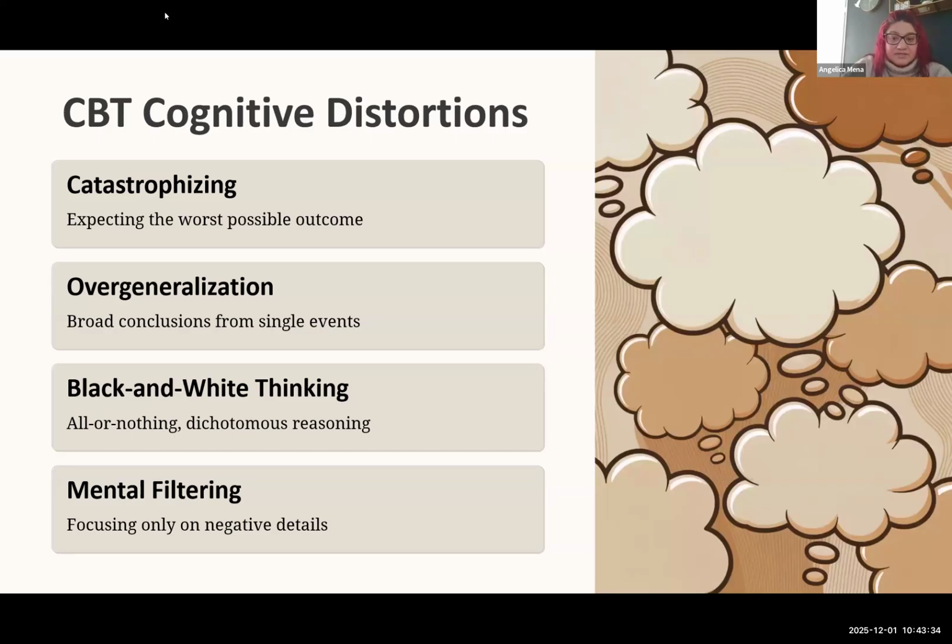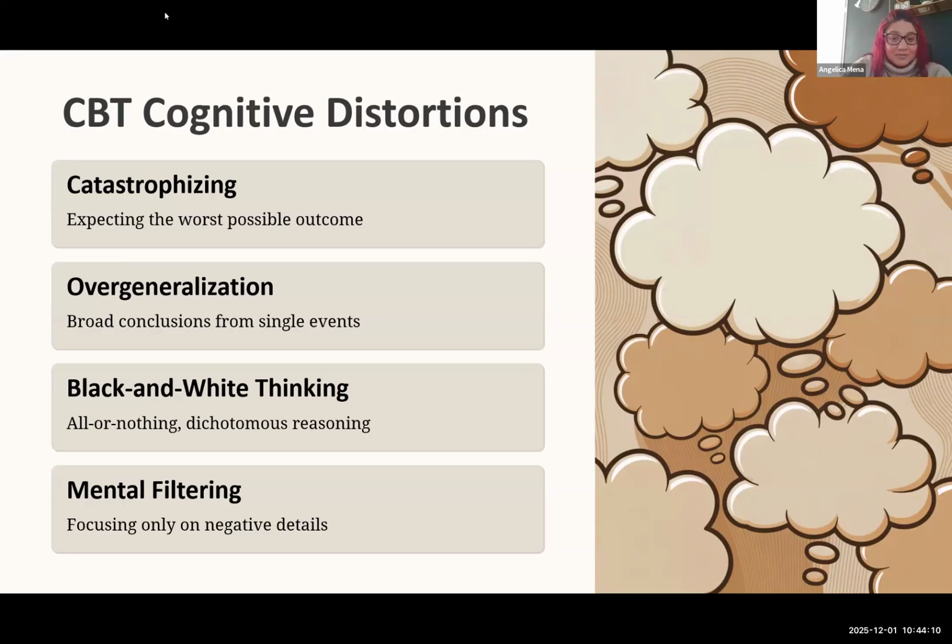Then we have mental filtering. And so this occurs when somebody focuses exclusively on negative aspects of the situation and ignores anything that could be positive or neutral. So let's say that a student receives feedback on an assignment and they receive some critical feedback, but they receive positive feedback as well. But all they see is, it's like tunnel vision. They're filtering, and they're just looking at the negative comments, right? And that's all they see and that's all they're looking at.